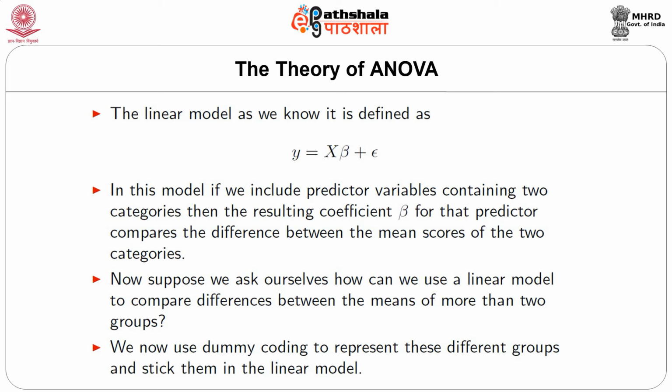In this model, if we include predictor variables containing two categories, then the resulting coefficient beta for that predictor compares the difference between the mean scores of the two categories. Now, suppose we ask ourselves, how can we use a linear model to compare differences between the means of more than two groups? We now use dummy coding to represent these different groups and stick them in the linear model.